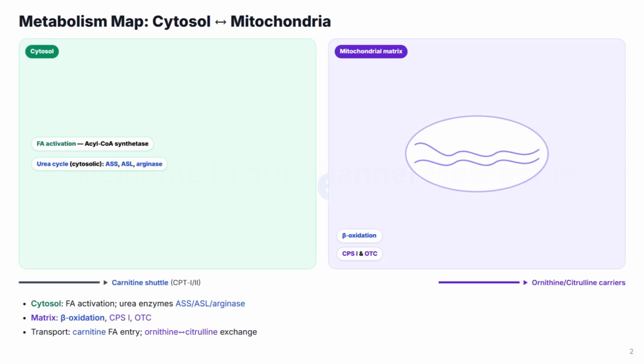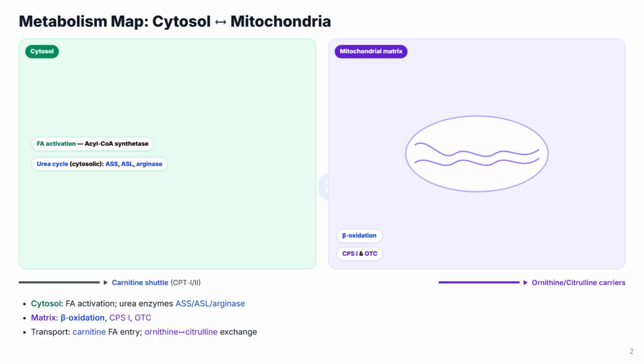It's fantastic to have you here as we dive deeper into the incredible world of biochemistry. Today, we're connecting the dots between different cellular compartments to see how our cells manage energy and waste. It's a fascinating journey from the cytosol to the mitochondria. Now, let's set the stage with a big picture view, our metabolism map from the cytosol to the mitochondria.